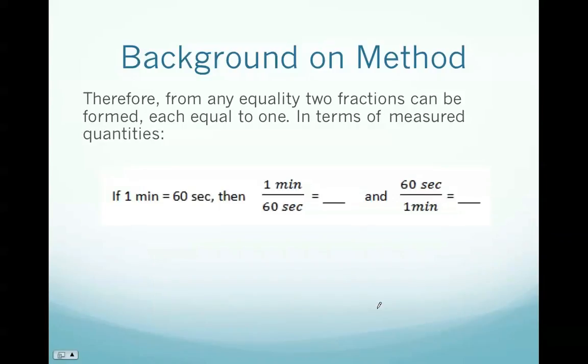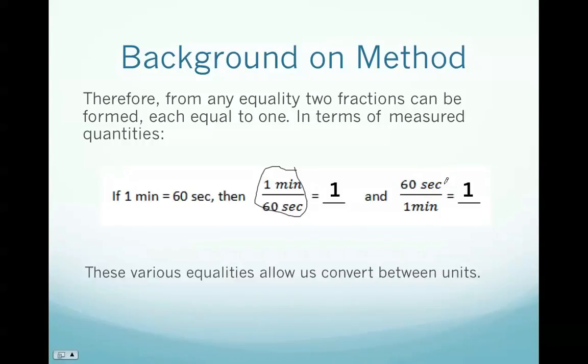So if I take actual units that are equal to each other, so 1 minute is equal to 60 seconds, 1 minute divided by 60 seconds would be equal to 1, and 60 seconds divided by 1 minute would be equal to 1. So this here is one of my equalities. And you can see that I can either use the 1 minute over 60 seconds or the 60 seconds over 1 minute. Both of those are equal to 1, which allows me to use this as a unit conversion.